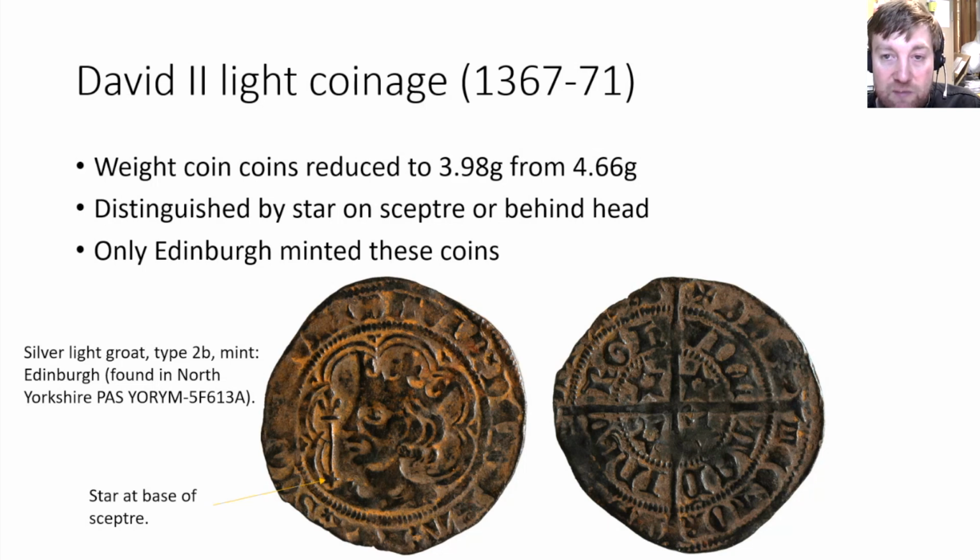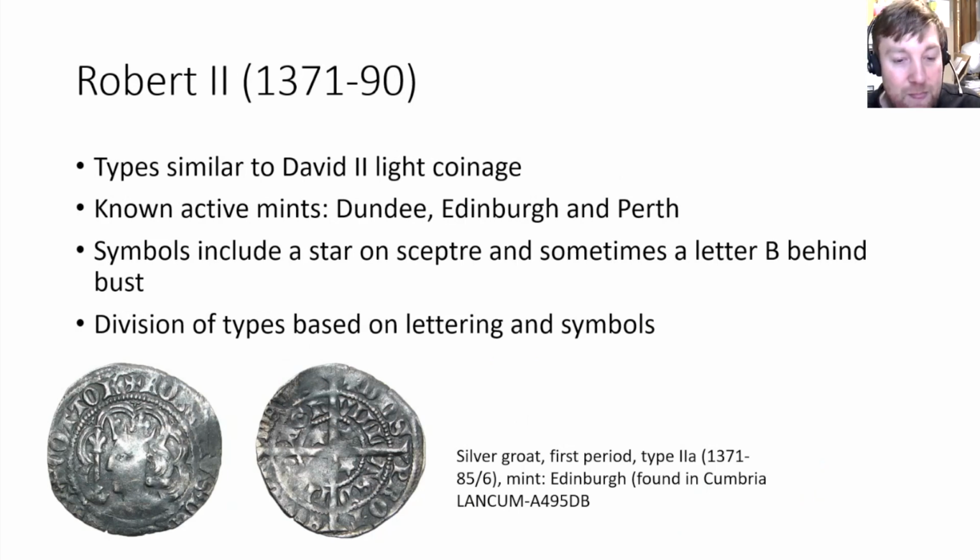So when David unexpectedly died in 1371, he was succeeded by his nephew, who became Robert II. Now, Robert II's coins, his bust style is very similar to what we see on the later David II. Hence the later coins of David have been given the epithet of Robert II head, because it's basically the same head on pretty much all of Robert's coins as well. Again, it is thought that the moneyer Bonagius was responsible for these, and indeed on some of Robert's coins we do have a little B symbol behind the bust, potentially indicating that these coins were minted and dies were produced under Bonagius.